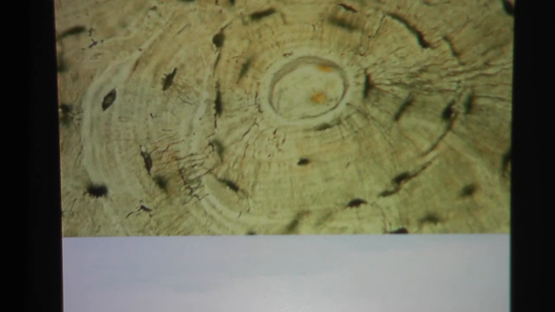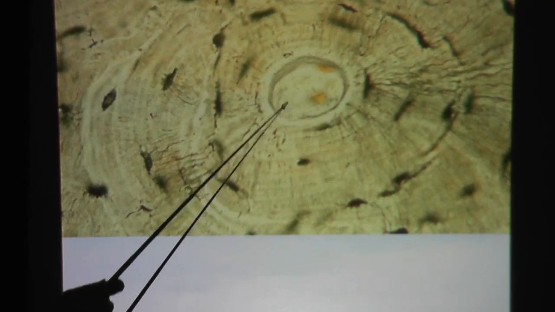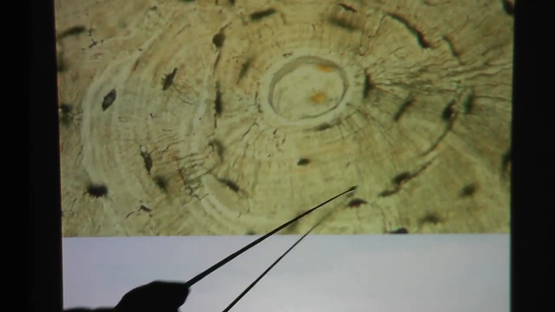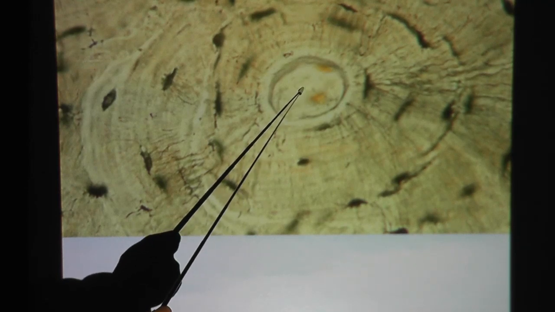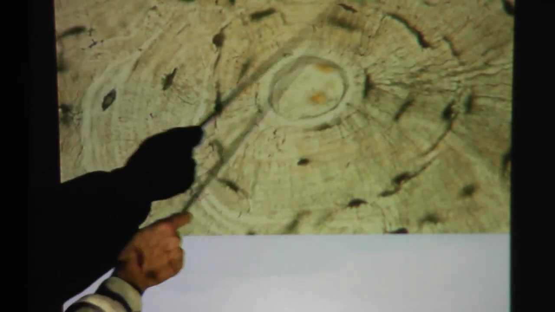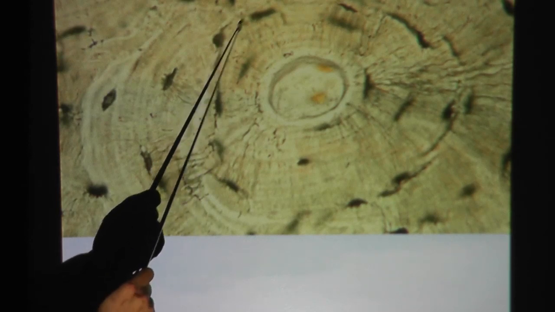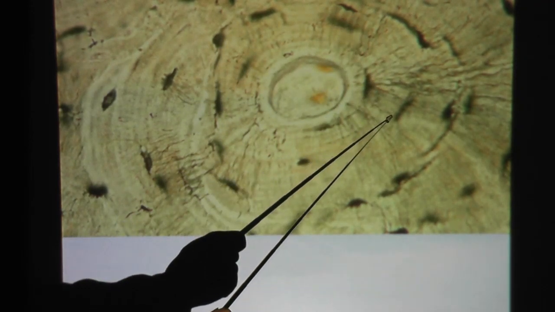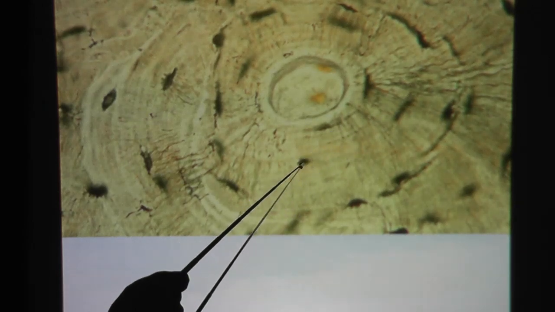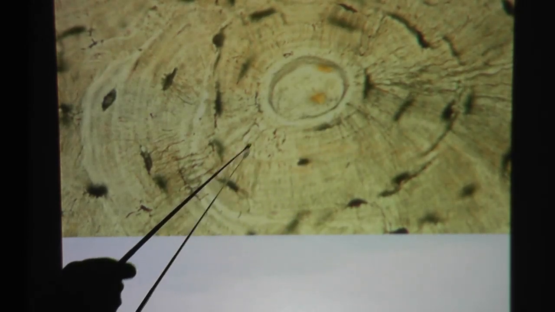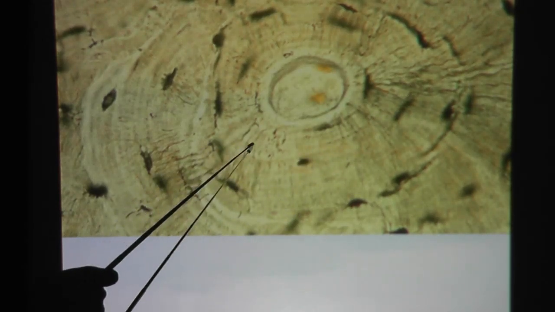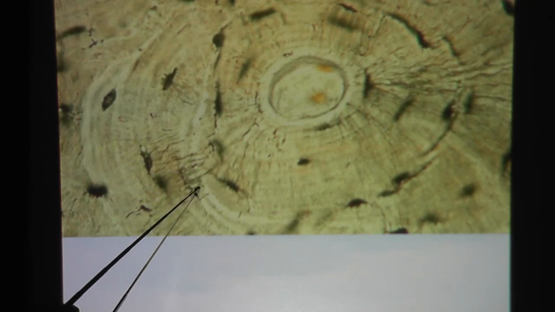Another view of bone. Hopefully you get the hang of it now. Make sure you understand central canal, lamella around the central canal. This whole thing is one osteon. These little things here would be lacuna in which we find osteocytes. And then the fine lines radiating out would be the canaliculi.